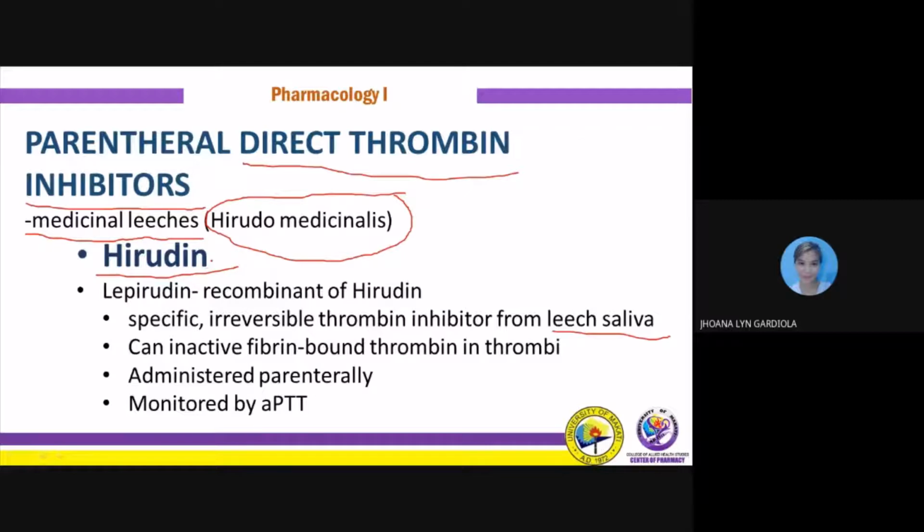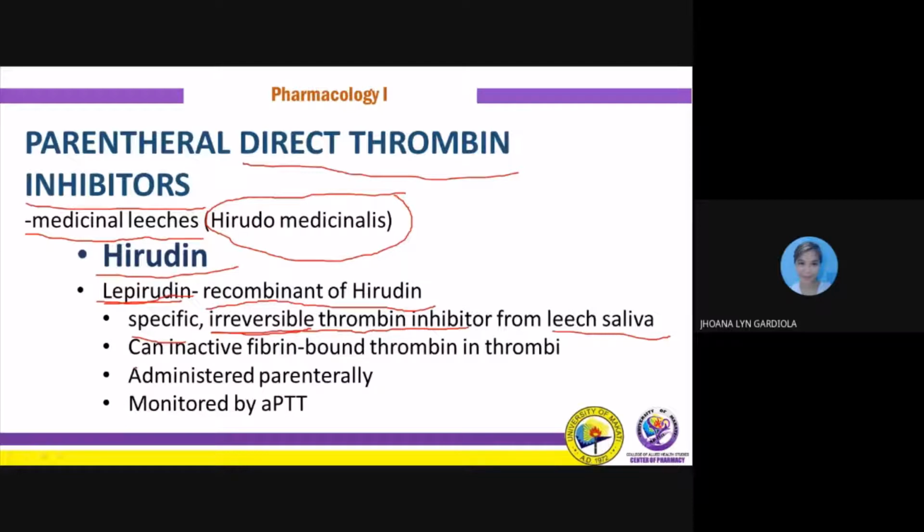And this hirudin is a specific irreversible thrombin inhibitor. And ang recombinant form ng hirudin is lepirudin. Lepirudin is the recombinant form of hirudin. So, pag nag-take tayo ng lepirudin, we should use it with a great precaution, lalo na sa mga patients na may renal insufficiency kasi wala itong antidote. Kaya sinabi natin ito ay irreversible.